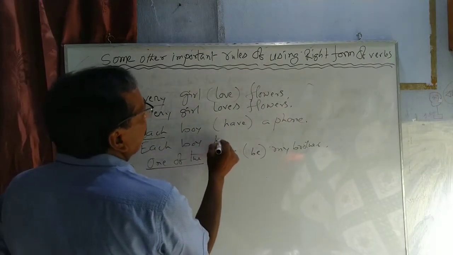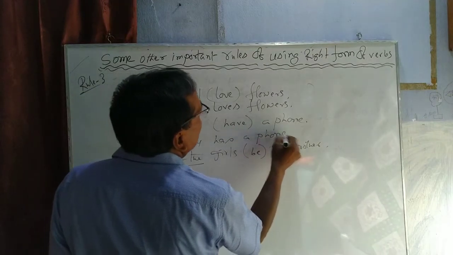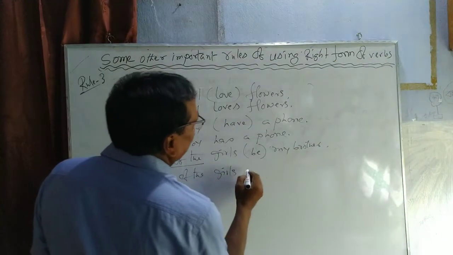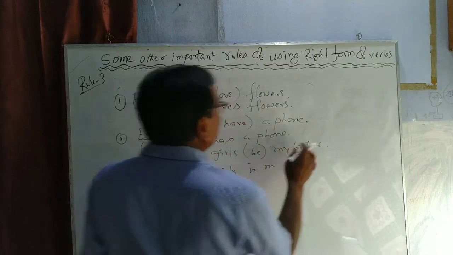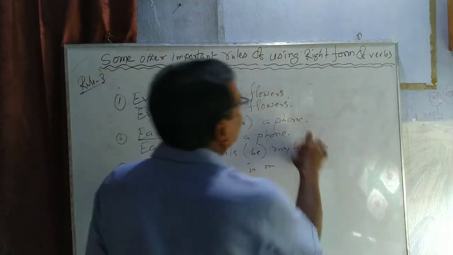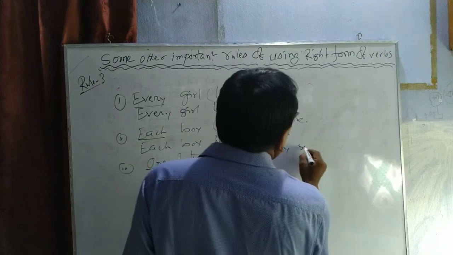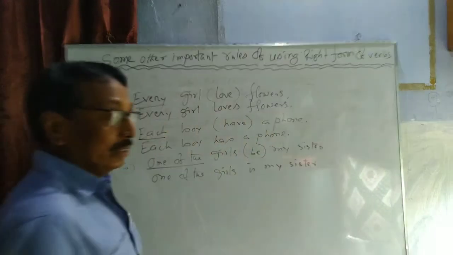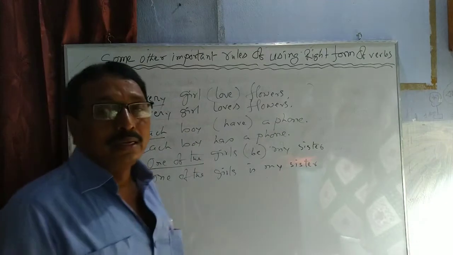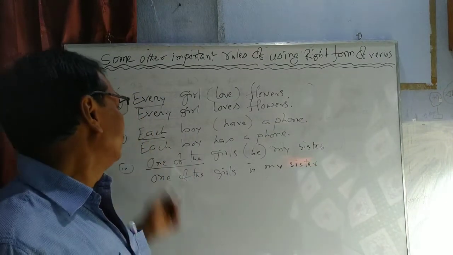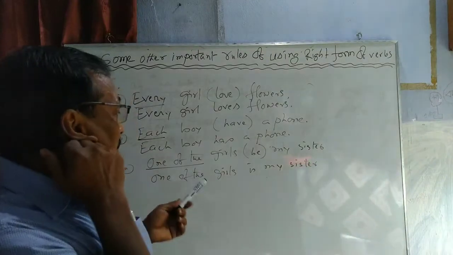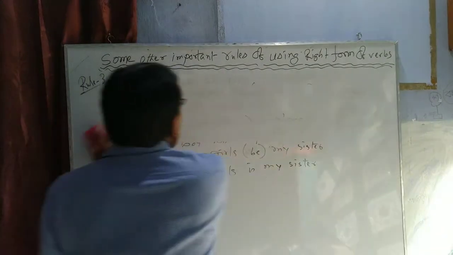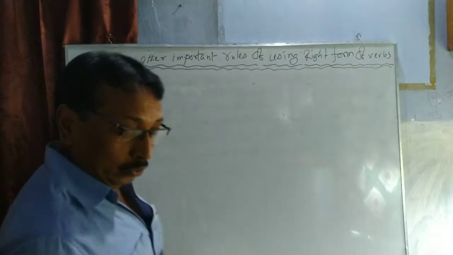This boy has a phone. One of the girls is my sister. One of the girls is my sister. So if we find the subjects start with every, this, or one of the, then we must use a singular verb after the subjects. Now it is your turn to solve at least two questions.